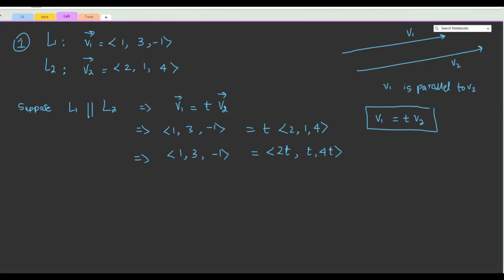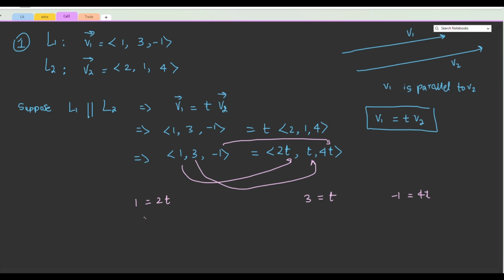It means that the first component of the vector v1 should be equal to the first component of this one, so it gives 1 equals 2t. Similarly, the second component gives 3 equals t, and similarly minus 1 equals 4t. So from the first equation we get t equals half, from the second t equals 3, and t equals minus 1 by 4. Each of them gives us a different value of t.